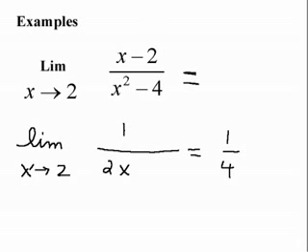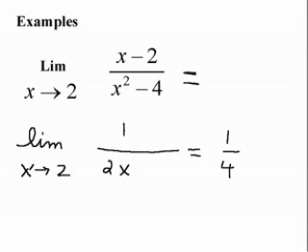So we can write the following. The limit as x approaches 2 of 1 over 2x. And if I let x equal 2, I get 1 over 4, 1/4. So you see we find this limit by taking the derivative of the numerator, which is 1, and then the derivative of the denominator, which is 2x. And then I substitute x equals 2, and I get 1/4. I'm able to find this limit by using L'Hopital's rule.